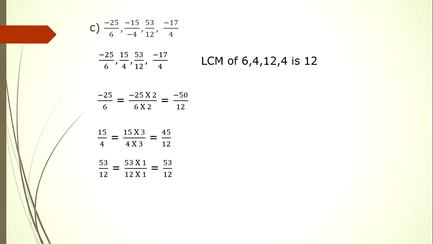And the third one, 53 by 12, already has the denominator as 12, so we can just multiply it with 1 to get back the same rational number. Minus 17 by 4, we need to multiply minus 17 with 3 and 4 with 3 to get minus 51 by 12. Now observe these rational numbers. All of them have the same denominator, 12. Now we have to compare the numerators, minus 50, 45, 53 and minus 51.